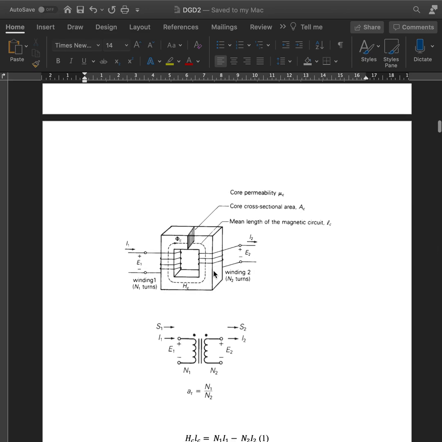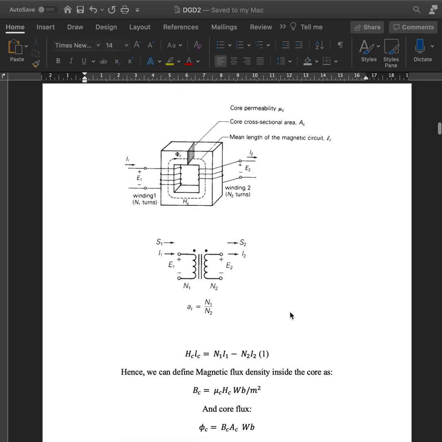Okay. So then we have the schematics of how they're drawn in a circuit diagram way. So it looks like this. S1 is the power coming in, and S2 is the power going out on the other side. AT is the ratio between the primary winding and secondary winding. So it's generally defined in that way. We'll look more at that here.